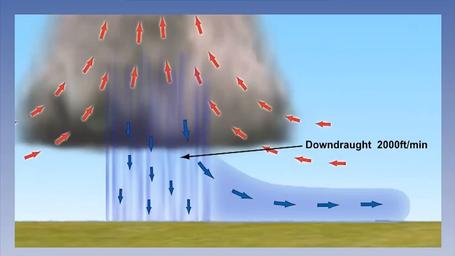These downdrafts only warm at the saturated adiabatic lapse rate, and are therefore frequently colder than the surrounding air beneath the cloud. This contrast causes the air to sink at a faster rate.